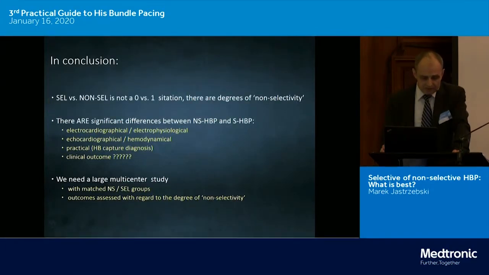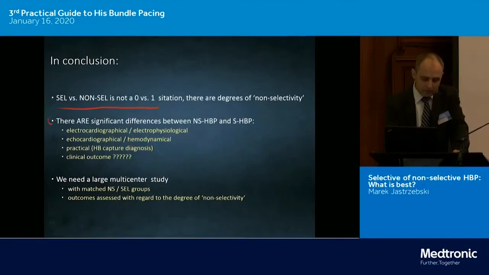Well, in conclusion, firstly, I do not have the answer to the question of my lecture. I don't know whether selective or non-selective is better because we have no proper data really to answer that question very well. However, I believe that selective and non-selective is not a 0 versus 1 situation, that there are degrees of non-selectivity, and that this is the most important thing that a practical implanting physician should realize, that he can be happy with slight non-selectivity and not disregard it, but he should consider seriously when the non-selectivity is big, when the QRS is broad, when there is a notch, or when there is a huge delta.